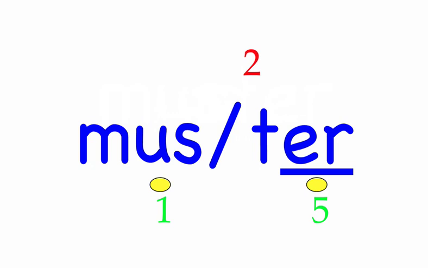Absence. Absence. Absence makes the heart grow fonder. Absence. Two syllables. First syllable ab, two sounds. A, b. Sense, four sounds. S, e, n, s. Absence. Mark the word.